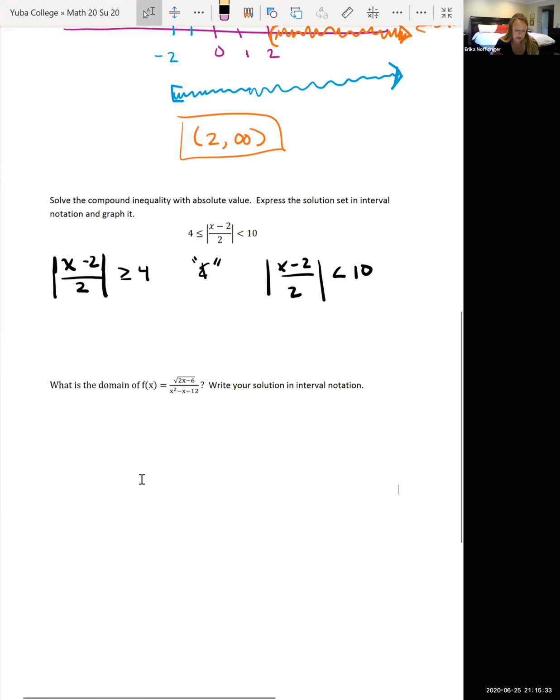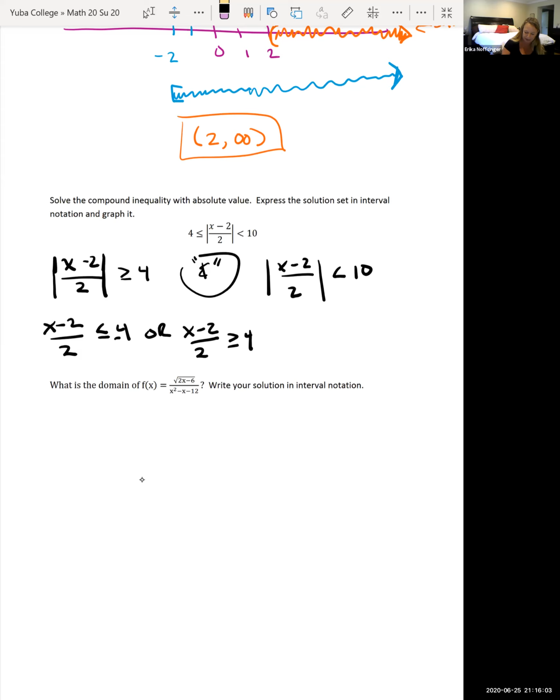Okay, so to drop that absolute value, if it's a greater than or equals to sign, you break it down as 2 separate inequalities. We're looking at when is what was inside, x minus 2 all over 2, less than or equal to negative 4, sorry. Or we're looking at when is x minus 2 all over 2 greater than or equal to 4. Then we have this and statement again.